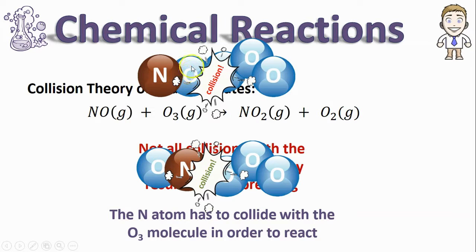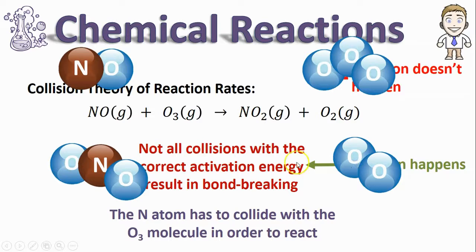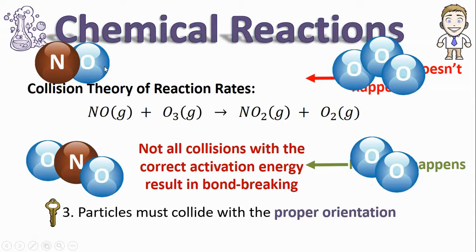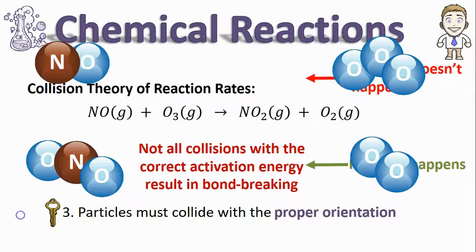Up here, the collision happens, but not with the nitrogen. Here, the molecule has twisted around differently so that it's the oxygen colliding with the O3. Since the nitrogen is the one that has to collide with the O3 to get the reaction, this collision results in the reaction happening, but the one on top does not. As they separate from each other after the collision, the one on the bottom has produced our products, but the one on the top did not. The final component of the collision theory ties this in and says that particles must collide with the proper orientation. And orientation is just a fancy way to say that the correct atoms have to be pointed towards each other in the collision to get the reaction to happen.